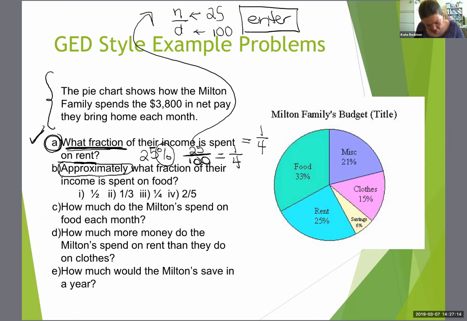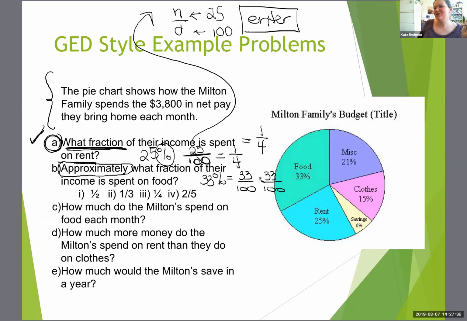They go, oh, look, 33% on food. I'll convert that into a fraction. That's the same as 33 out of 100. And then they type it into their TI and it doesn't reduce. It stays 33 over 100. And they go, oh, crap. That is not one of my options. I do not know what to do.